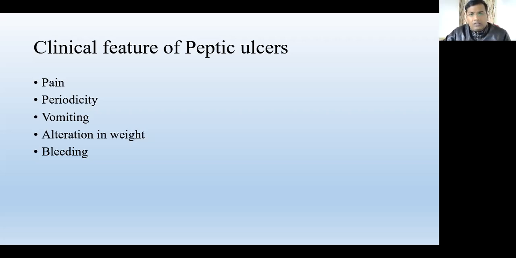Bleeding is also important. Patients bleeding from gastric ulcers usually present with hematemesis, while patients bleeding from duodenal ulcers present with melena. That's why if you are suspecting a duodenal ulcer, you must do the stool examination so that you can find the RBCs in the stools.